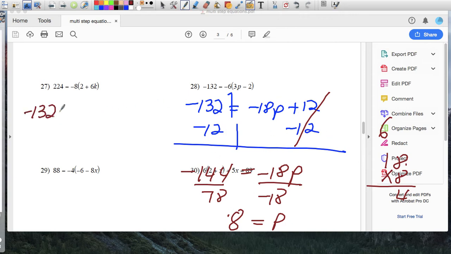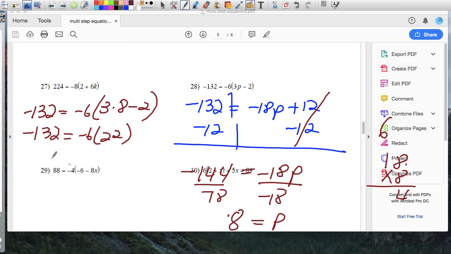Negative 132 equals negative 6 times 3 times 8 minus 2. 3 times 8 is 24, minus 2 is 22. That's better. Negative 132 equals, and negative 6 times a positive 22 is a negative, and 22 times 6, 12, 1, 12 again, 132. It is 132.